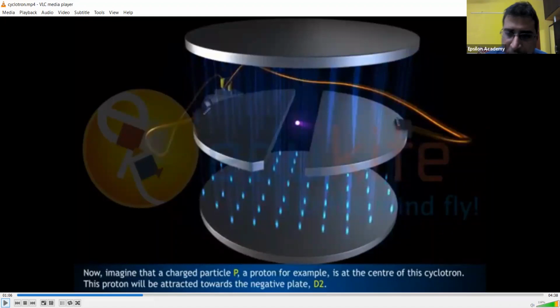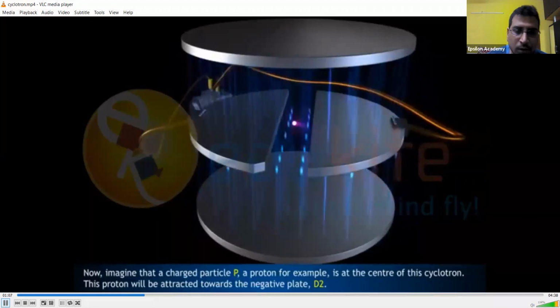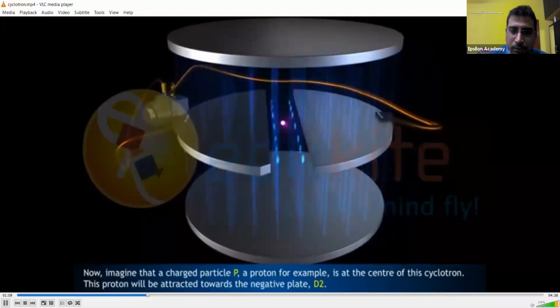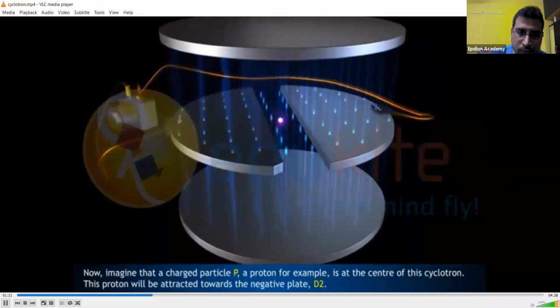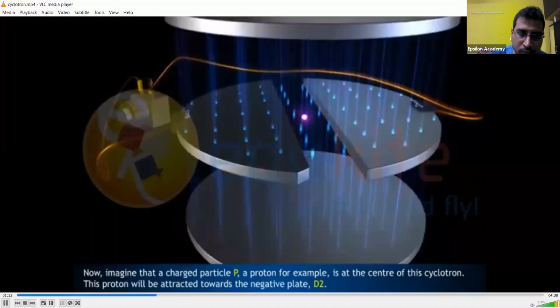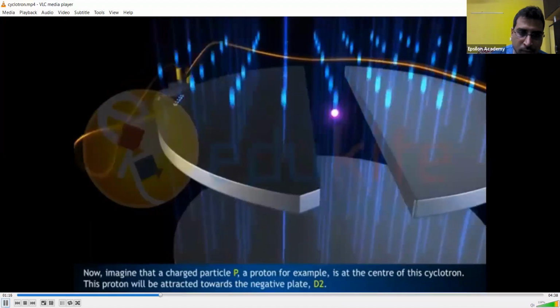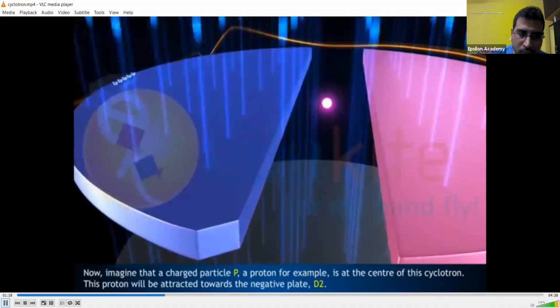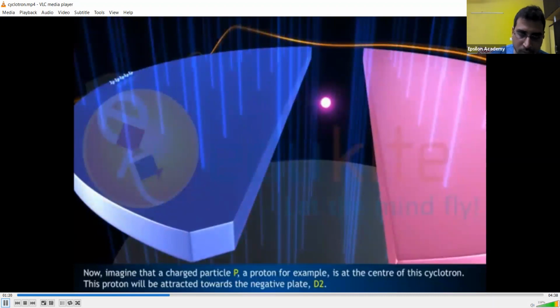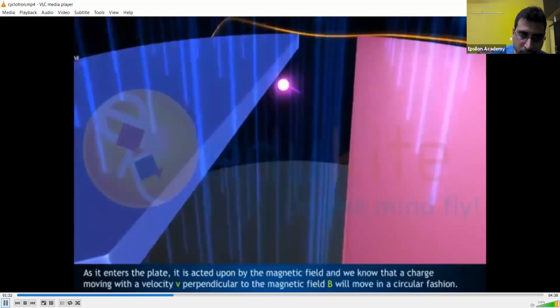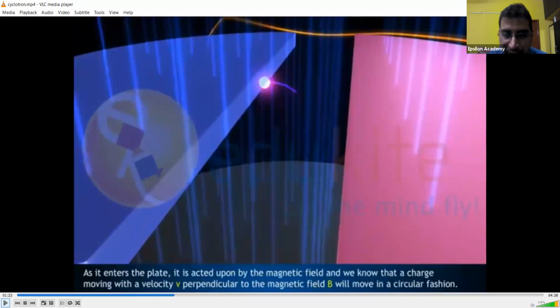Here it is a positively charged particle. Have that in your mind. It is at the center of the cyclotron. Okay, now listen. The proton will be attracted towards the negative plate, D2. So, listen, the blue color plate is given a negative charge and the pink color plate is given positive charge. So the proton is obviously going to move towards the blue color plate, right?